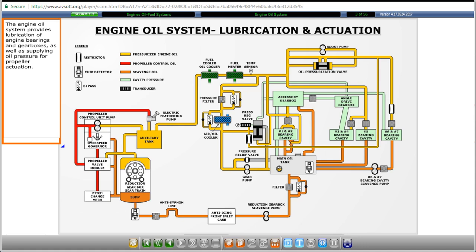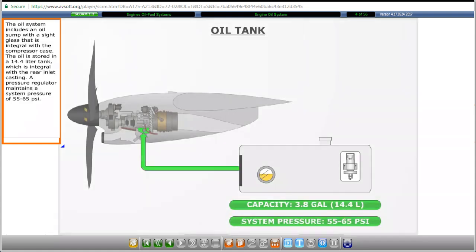The engine oil system provides lubrication of engine bearings and gearboxes, as well as supplying oil pressure for propeller actuation. The oil system includes an oil sump with a sight glass that is integral with the compressor case. The oil is stored in a 14.4-liter tank, which is integral with the rear inlet casting. A pressure regulator maintains a system pressure of 55 to 65 psi.